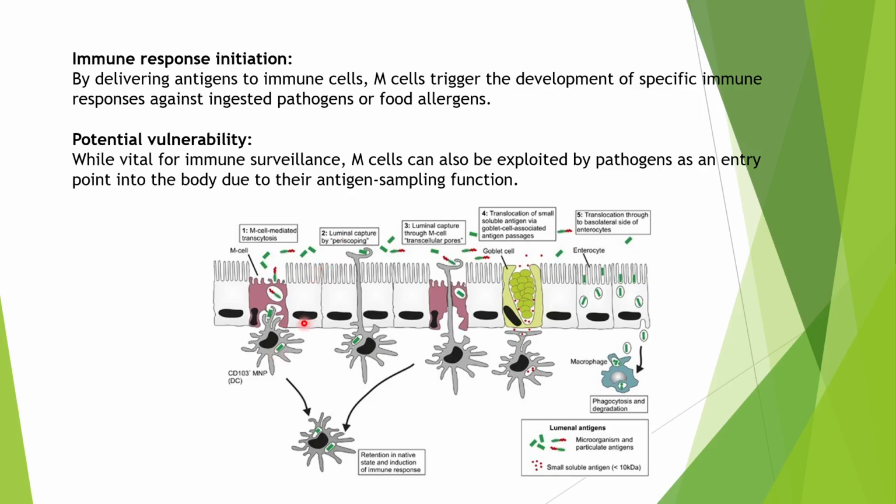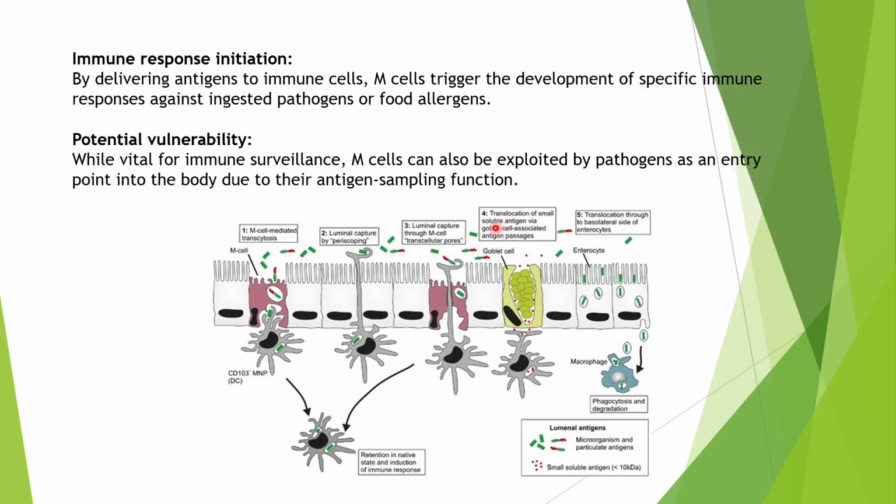induce an immune response. Usually your dendritic cells also have a periscoping property, in that they can extend their appendages between your epithelial cells to pull these inside, but you can see it's not so easy. Through your M cells, this is very effective. It enhances the efficiency of the periscopic nature also. So, luminal capture through M cell transcellular pores: M cells have the property of forming transcellular pores, which help the appendages of the dendritic cells to easily access these antigens.